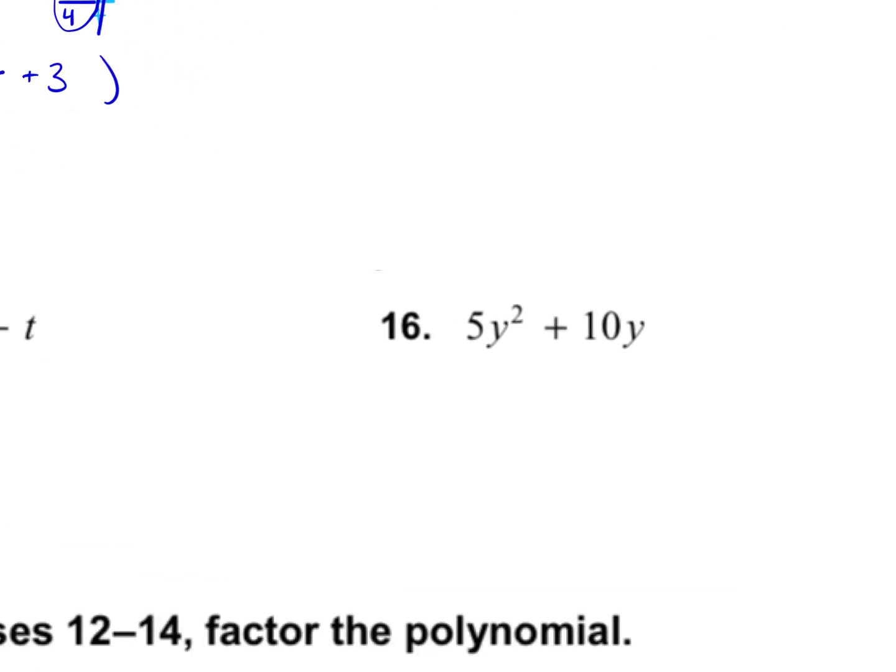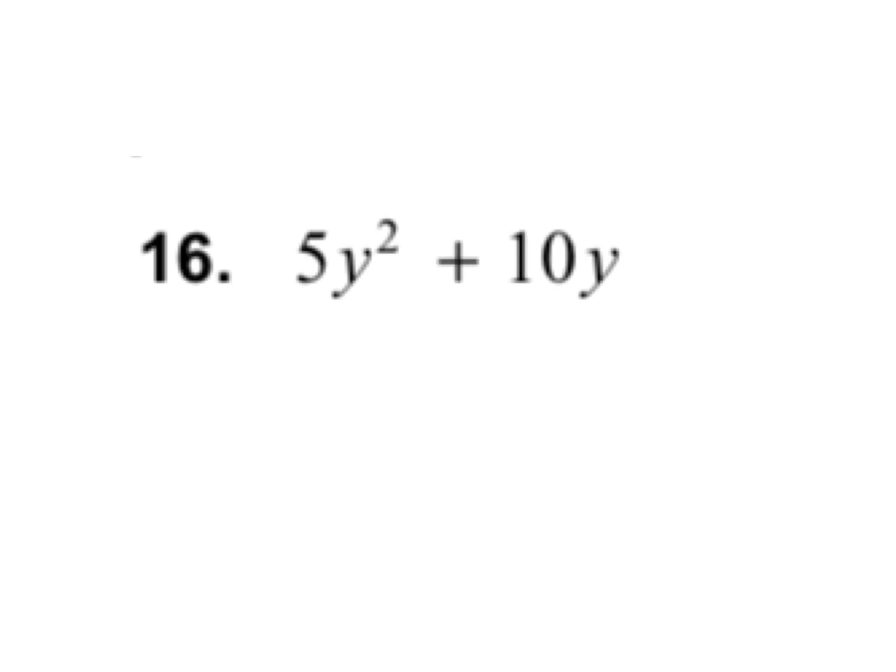Let's go down. Let's do 16. So what number goes into both 5 and 10? 5. So let's take out a 5. And then what's 5 divided by 5? 1. And then what's 10 divided by 5? 2.